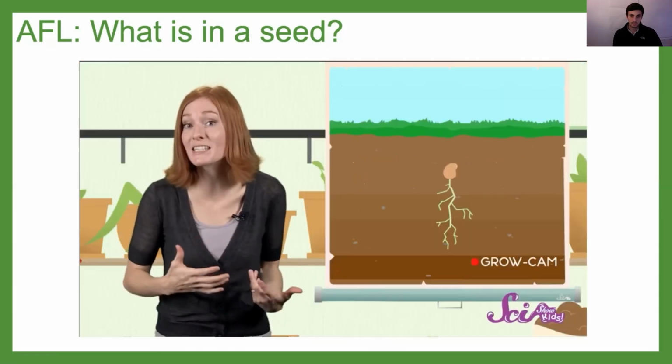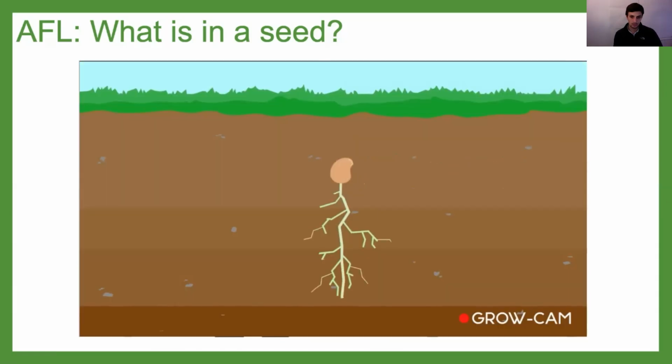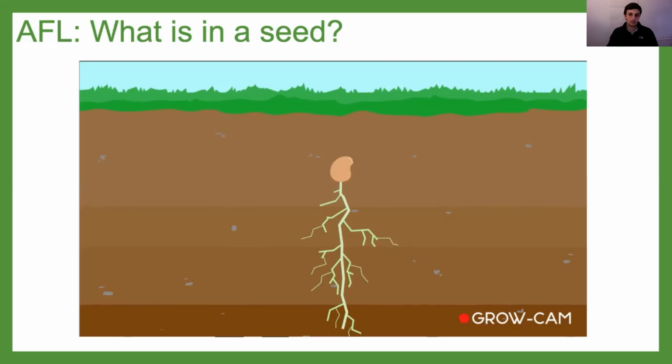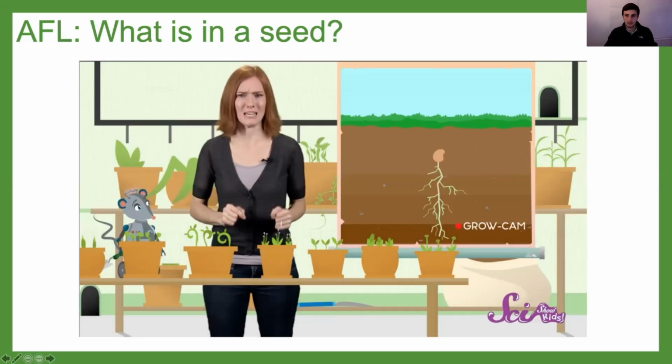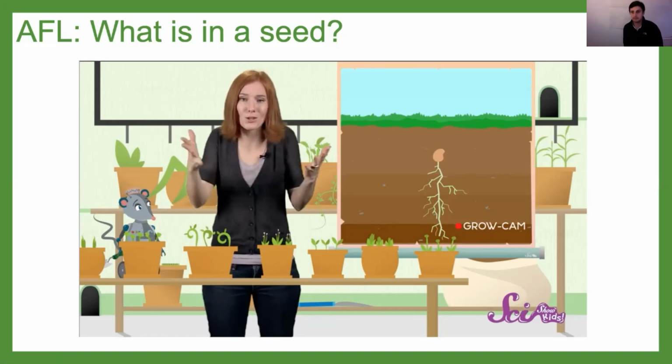A seed can actually tell which way is up and which way is down. So the root pushes down deeper and deeper into the soil, looking for more water and minerals to feed the baby plant. Once the plant is all grown up, those deep roots will have another job. They'll help keep the plant from falling over or blowing away in the wind.